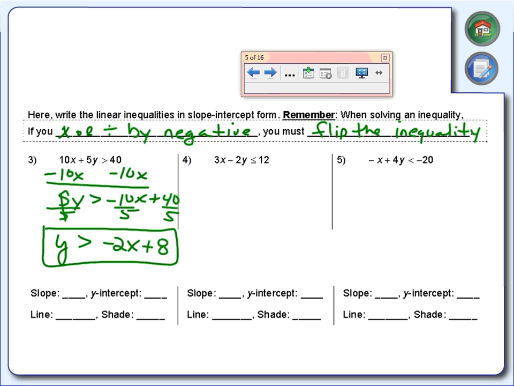Now that I have it in that slope-intercept form, let's go ahead and answer these 4 questions down at the bottom. What's the slope? What's the y-intercept? What kind of line are we going to use? And what kind of shading are we going to do? Go ahead and fill in those 4 at the bottom.